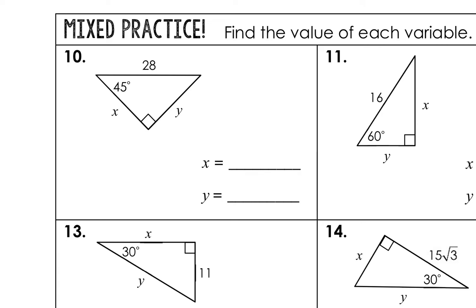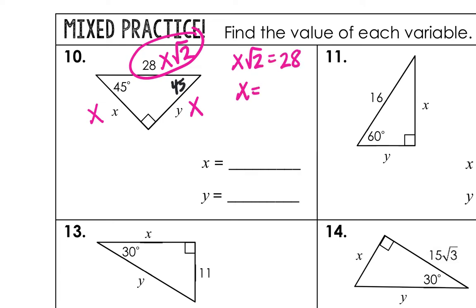45 degrees means the other one is 45 degrees. So this is going to be x, x, x square root of 2. Circle what we know. Well, if x square root of 2 is equal to 28, then x is 28 divided by 2 is 14, multiplied by the square root of 2. So that means both of my legs are the same thing.